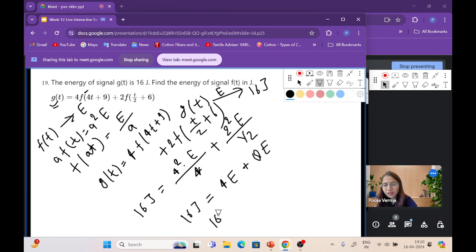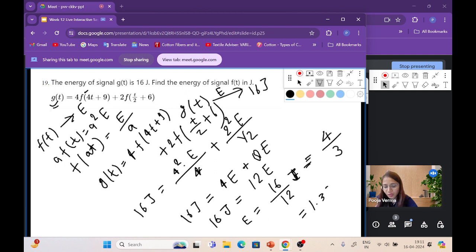So 60 joule is equal to 12E. So E is equal to, what we will get, 16 by 12. If we further solve it, what we will get is 4 by 3, and if we again solve it, 1.33 joule. Okay, so the energy of that signal f(t) is 1.33 joule. Okay, this is the answer.